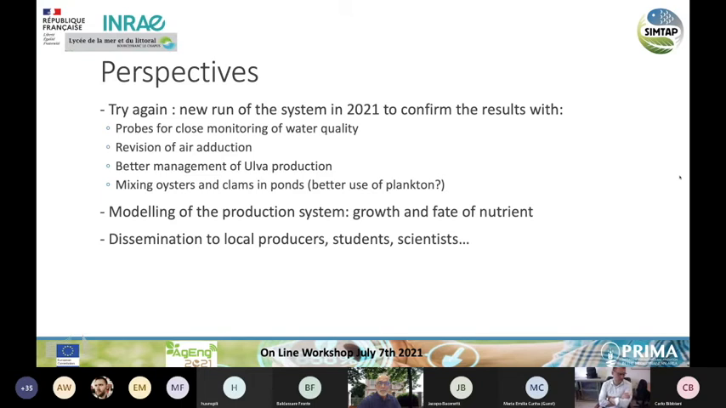Revision of the air adduction and the water loop to avoid the death of the shrimp we observed last year. A better management of the ulva production. The pond of the ulva is now in the water loop. And we mixed oyster and clams in the pond with shrimps to obtain a better use of phytoplankton.